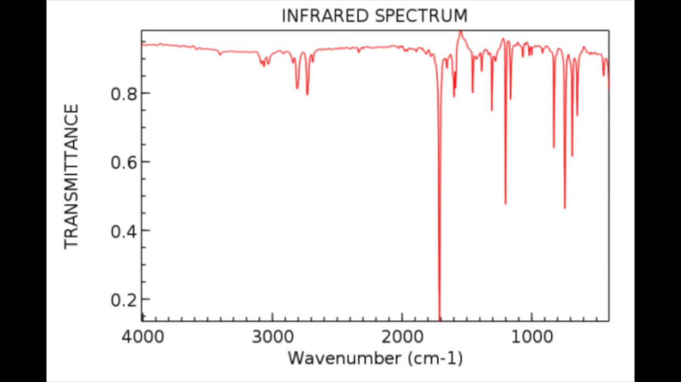Looking at the IR spectrum for our molecule, we can see that there's a CH bond around a wave number of 700, a CC bond around a wave number of 2850, a C double O bond around a wave number of 1700, and a C double C bond around a wave number of 1500.